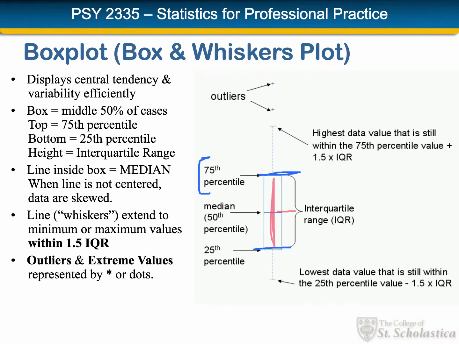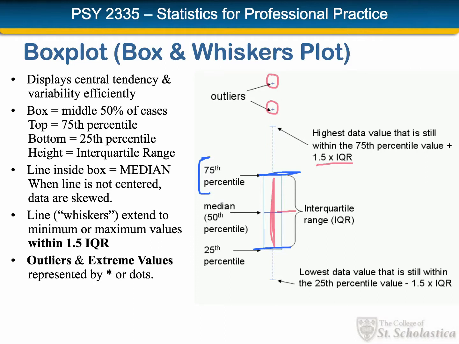The whiskers go out to the farthest score that actually occurs in the data, so long as it's no more than 1.5 times that interquartile range from the box. So the whiskers are saying, in essence, what's the range of reasonable data? And then if there are really extreme values or outliers, they're shown as asterisks or pluses or something like that.